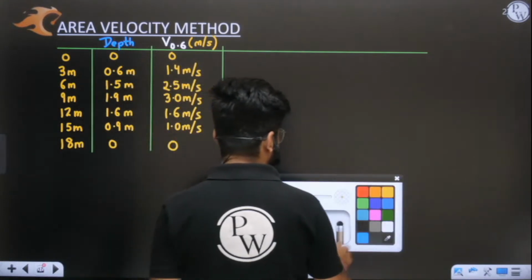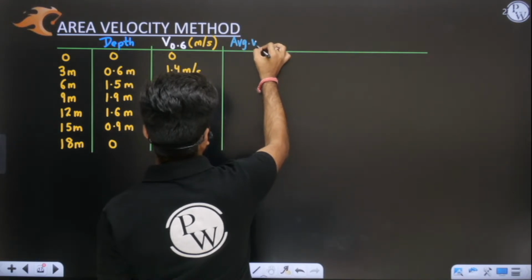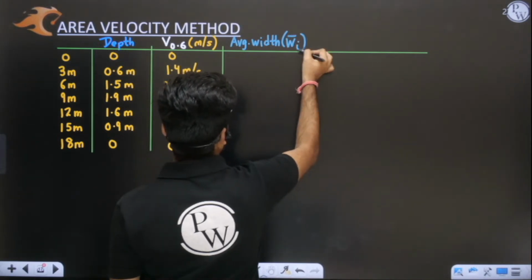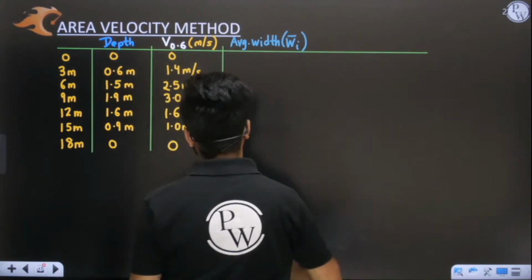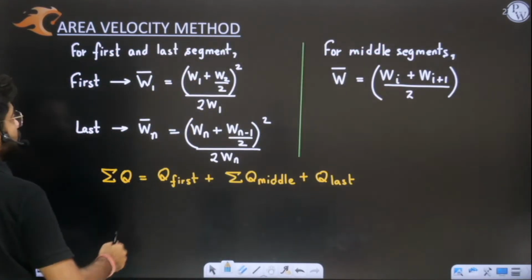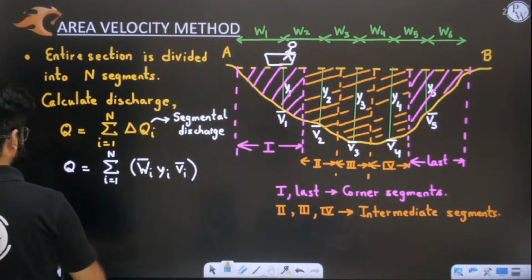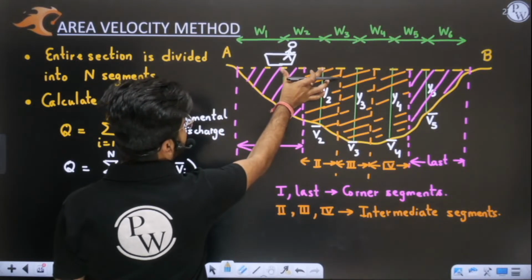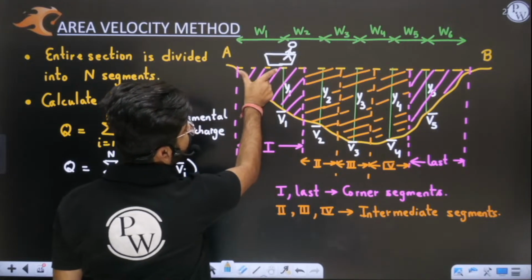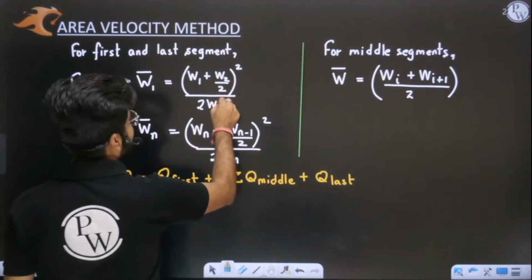Okay. So after this, I will make a formula. I will make a column for finding effective or average width, denoted by W bar. Now, listen very carefully. If I want to find the first average width, the formula is (W1 plus W2 by 2) whole square. You need to understand, this is W1, this is W2. W1 you have to take completely, but W2 you will take half. So W1 plus W2 by 2, whole square.